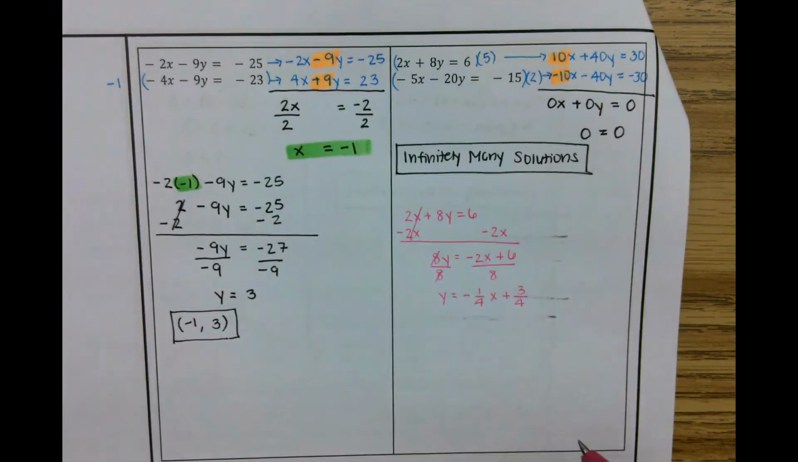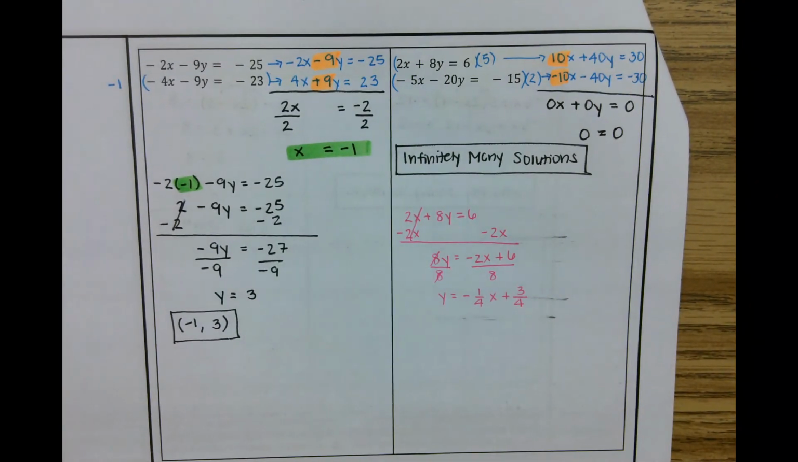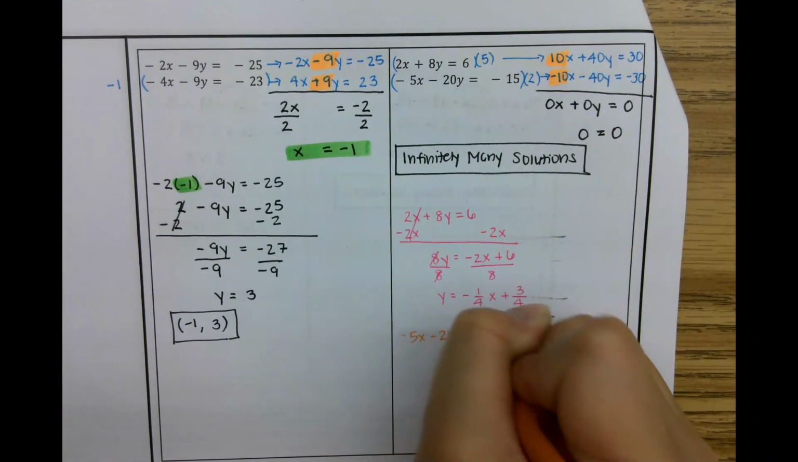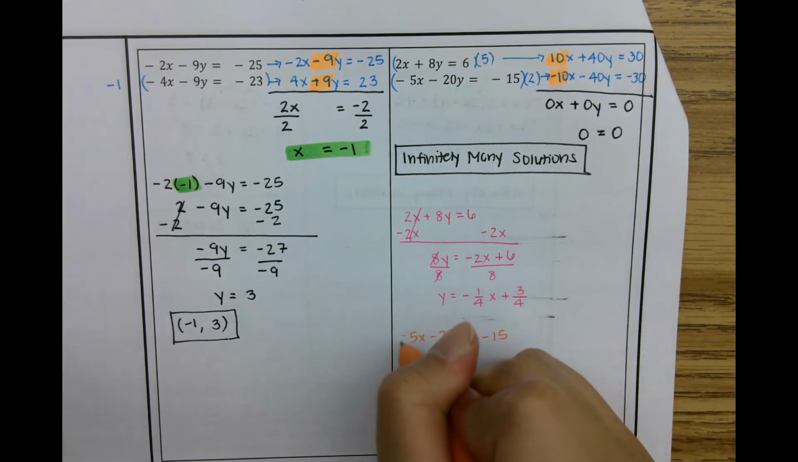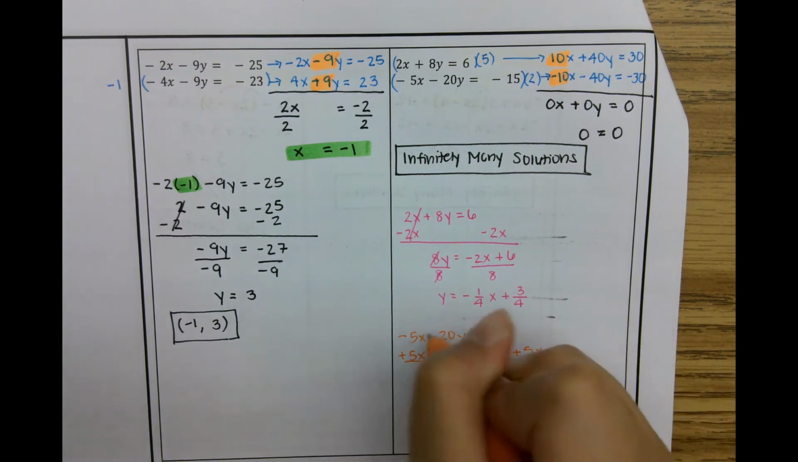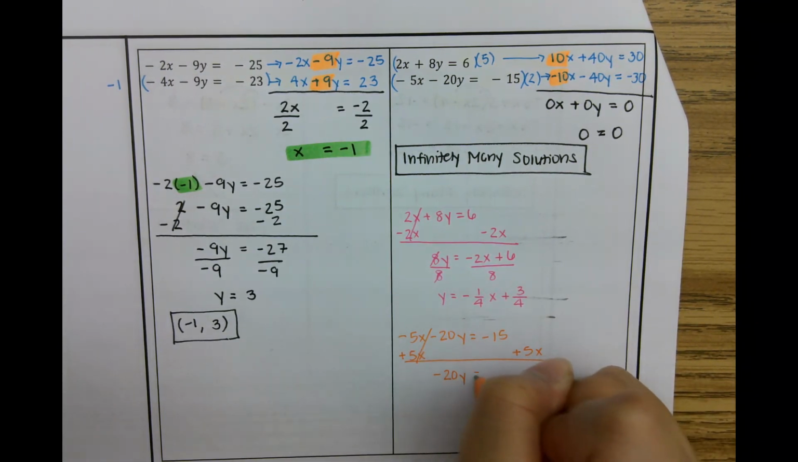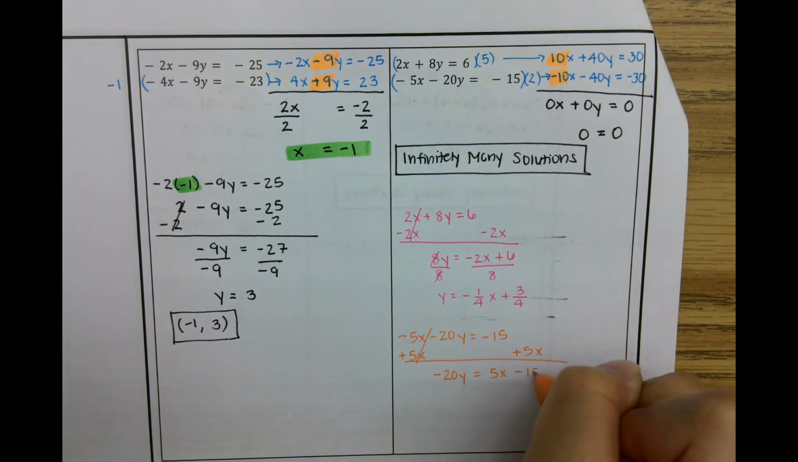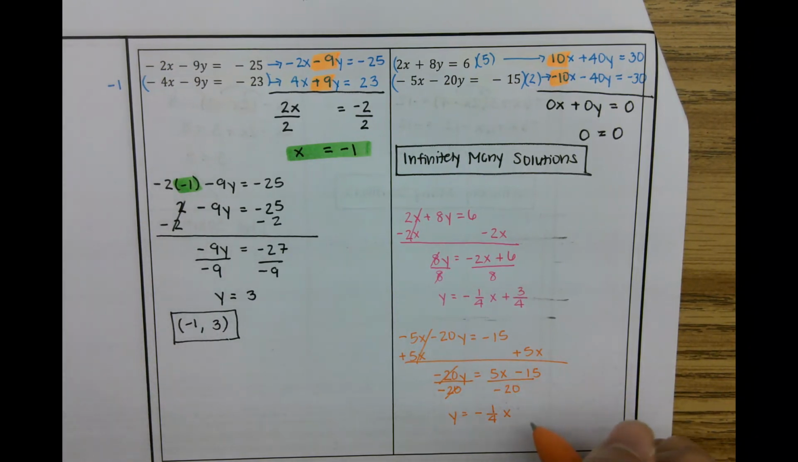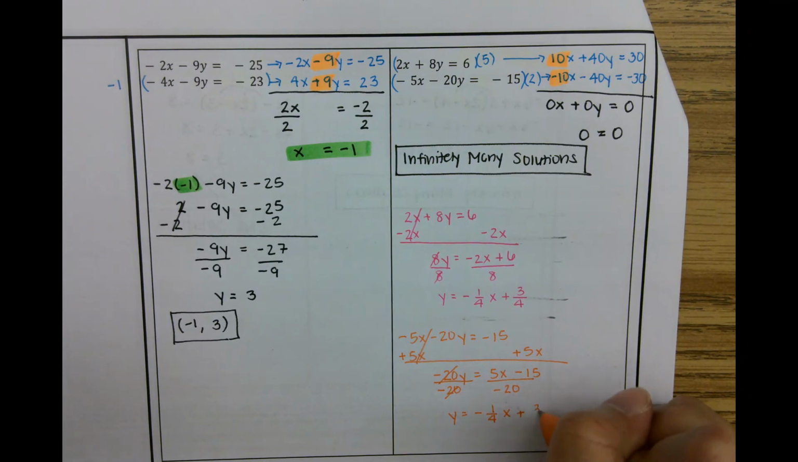And if I did it with the second equation, if I did negative 5x minus 20y equals negative 15 and did the same thing, so added 5x on both sides to get y by itself. So leaving me with negative 20y equals 5x minus 15. Okay, and then getting rid of the negative 20 by dividing by negative 20. 5 divided by negative 20 is negative 1/4 x. Negative 15 divided by negative 20 is a positive 3/4.